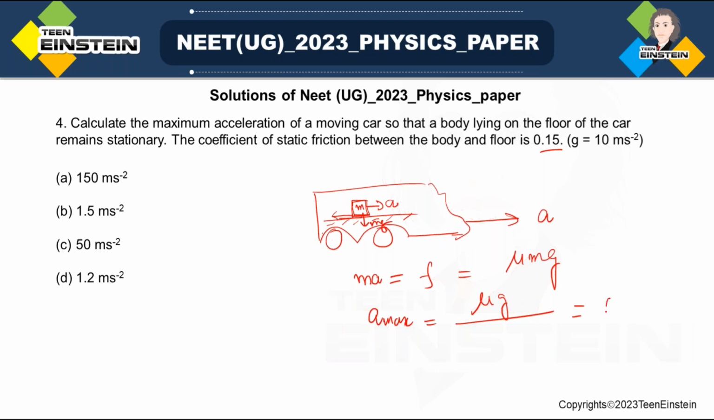What is this mu? Mu is the given coefficient of static friction, that is 0.15, and g is given as 10 meter per second square. So how much do you get finally? 1.5 meter per second square. So this is the acceleration with which the car has to move. This is called the maximum acceleration of the car, such that the body on the floor will not move at all. It will actually be in a static situation. So option B will be the correct answer in this case.